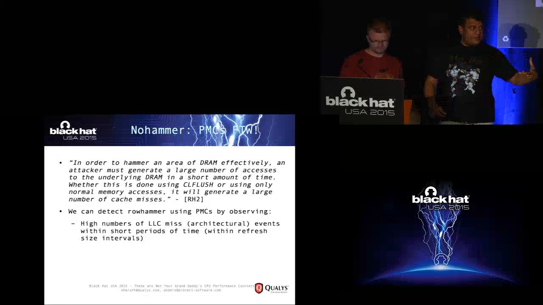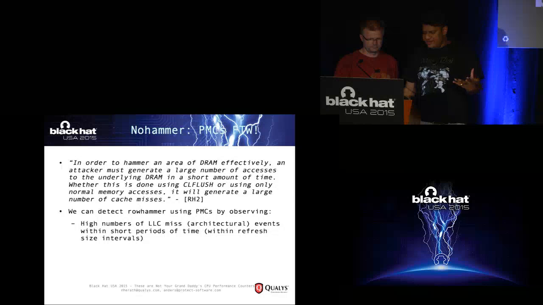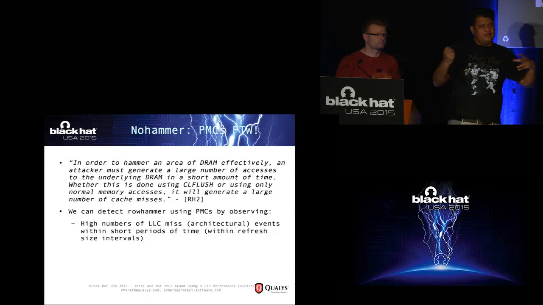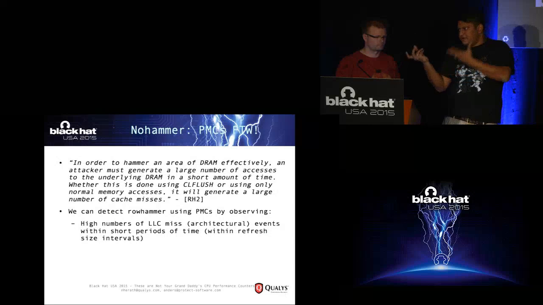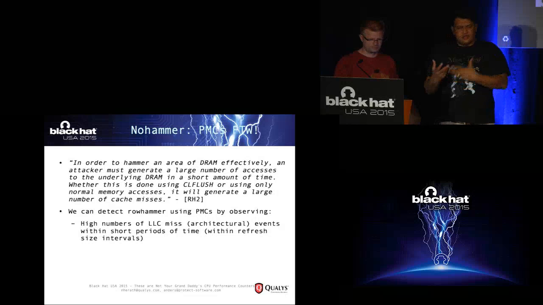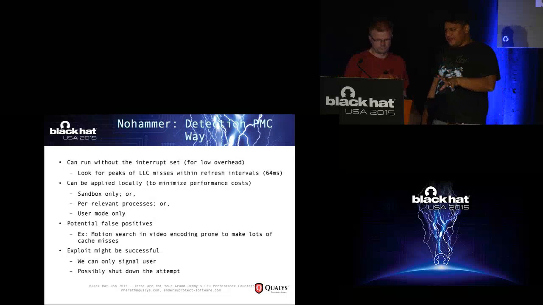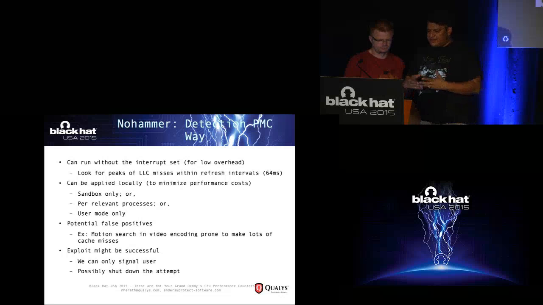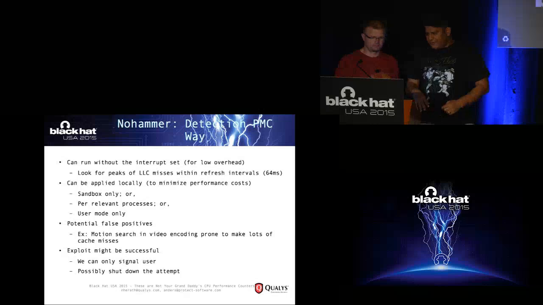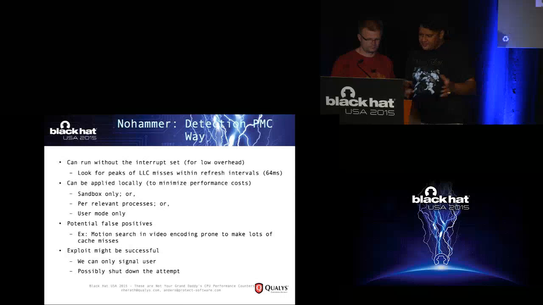Our solution to detecting and mitigating RowHammer is to detect the LLC cache misses, because when the data in the cache is evicted or flushed to directly access the RAM, we generate a performance monitoring event, which is a low-level cache miss. Using this method, you can run with or without an interrupt, and you can look for peaks of LLC misses within a refresh interval, because RowHammering has to happen in the refresh interval.